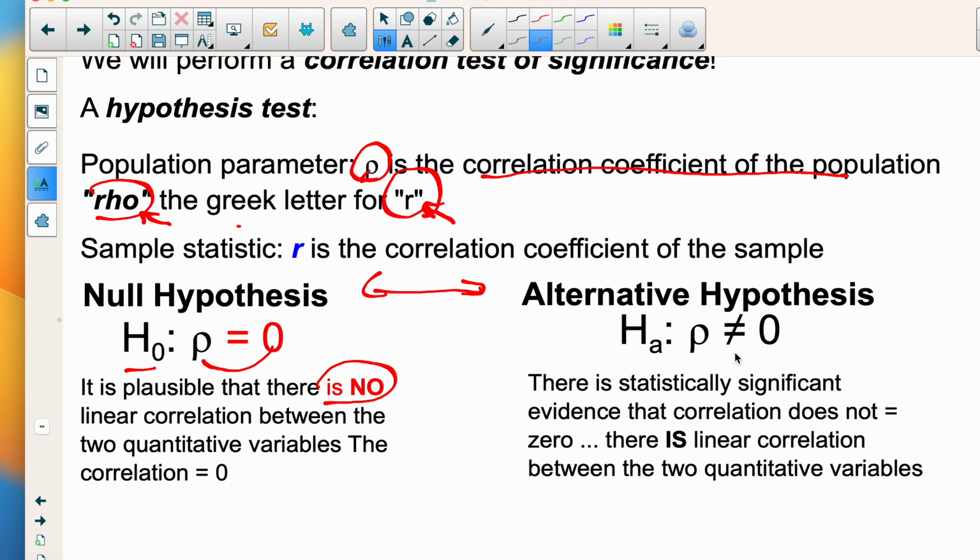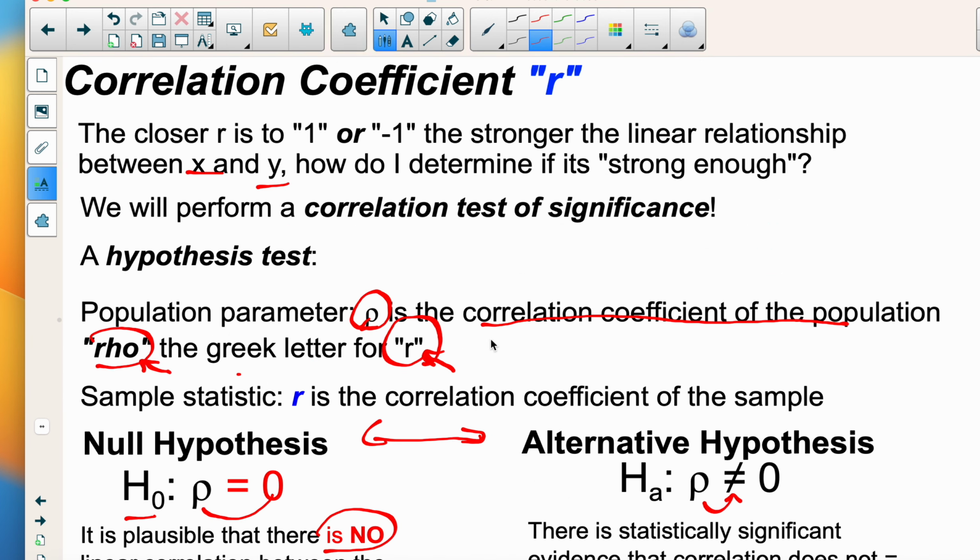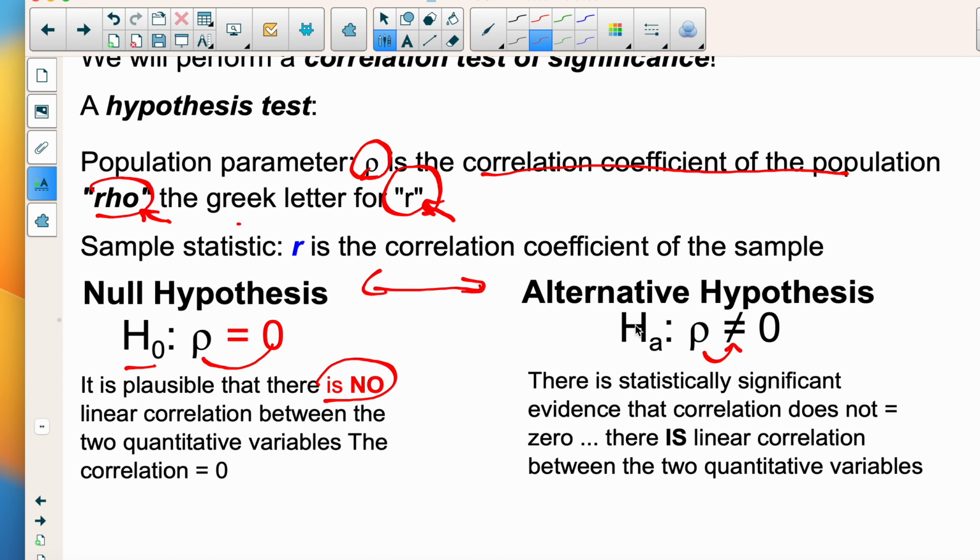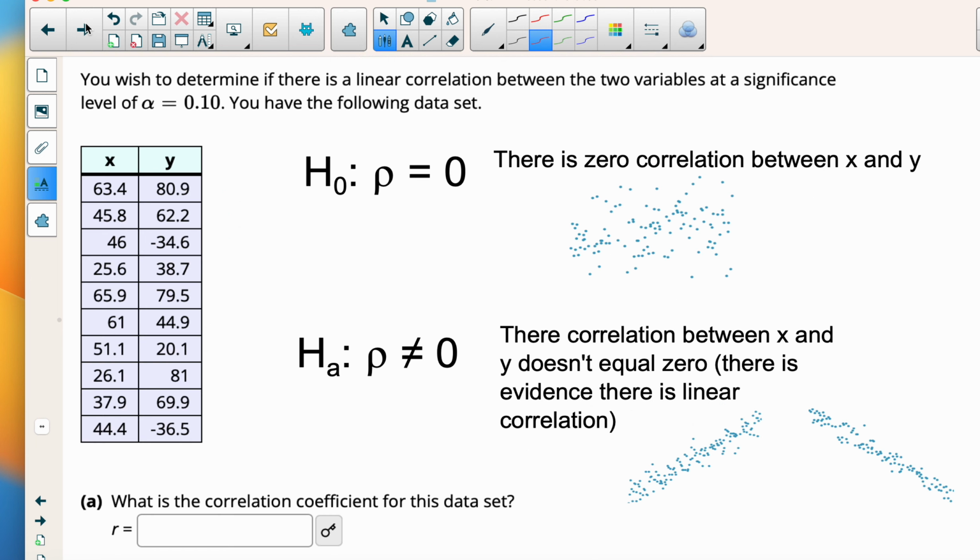So it's somewhere between one of these options. We just don't know how close to the line it is. We're just saying that we would have evidence that it's not equal to 0. If rho does not equal 0, then there is correlation between the two quantitative variables, in this case, x and y. Let's look at a quick example.